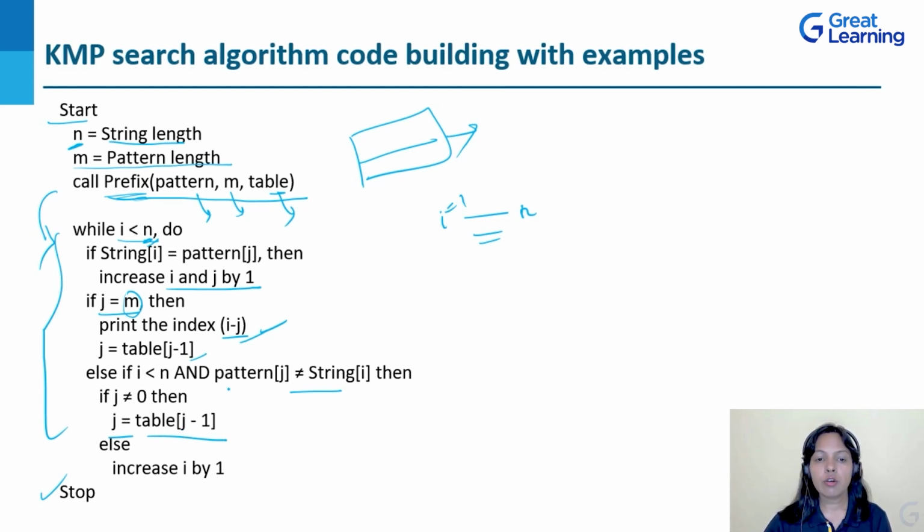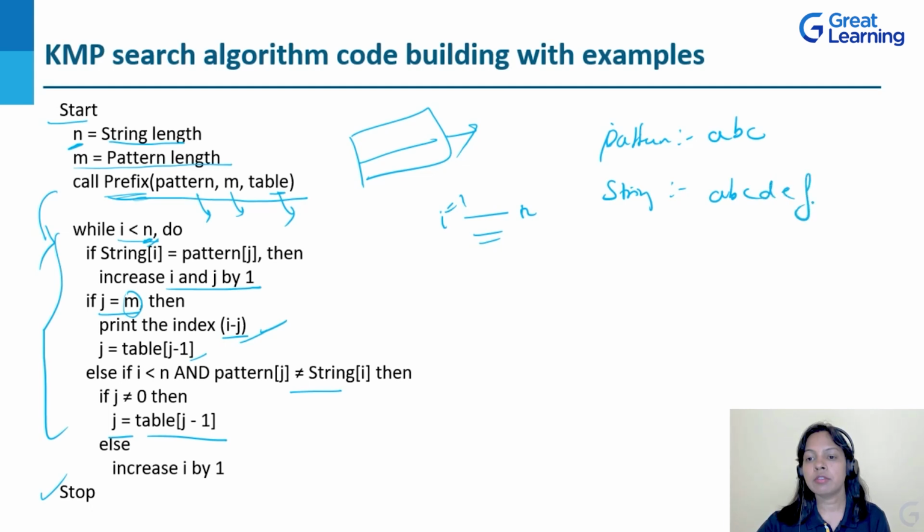So this algorithm works in the condition that, suppose this is the pattern, okay? The pattern is ABC and the string given is A, B, C, D, E, F, okay? So the table will be constructed out of this pattern, right? And j is pointing right now at the first place. And here i is pointing right now at the first place, okay?